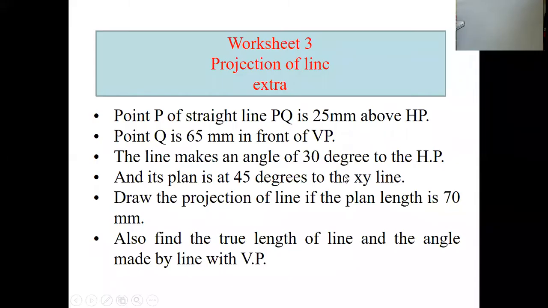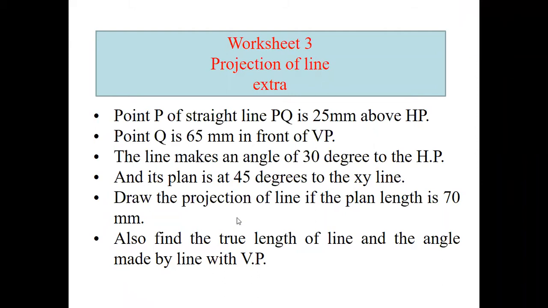Let us start with the extra problem. The problem statement suggests that point P of straight line PQ is 25 mm above HP, but its position is clearly not mentioned. Just one reference is there, it is above HP. So we are able to get the elevation of point P.